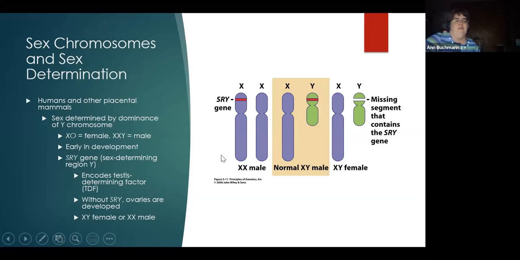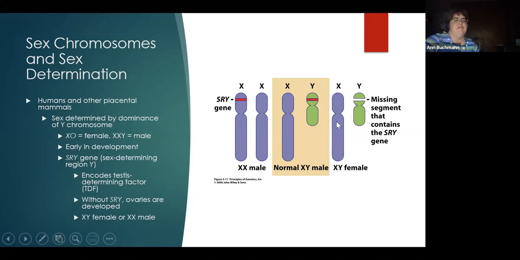Within your X and Y chromosome, it's really not that much on the Y that determines whether or not you're a male. Your X chromosome doesn't really have a role to play at all in this, but the Y chromosome has a gene that's called SRY. And SRY basically is a gene that encodes what's called the testes determining factor, which is the factor that will allow you to have testes and develop as a male.